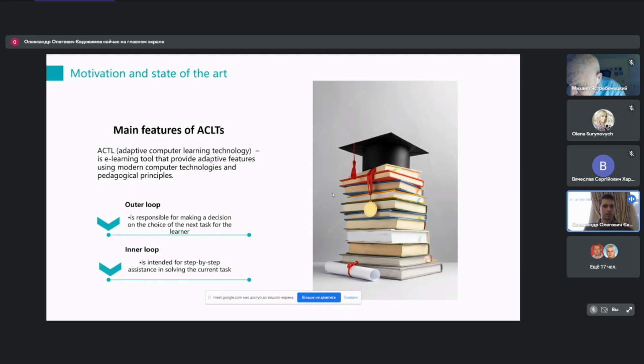The outer loop consists of formation of a set of tasks for subsequent selection block and task selection block. The inner loop consists of minimum step-by-step diagnostic information, specific diagnostic information in case of a wrong decision, next step hint, assessment of skills, and solution overview.